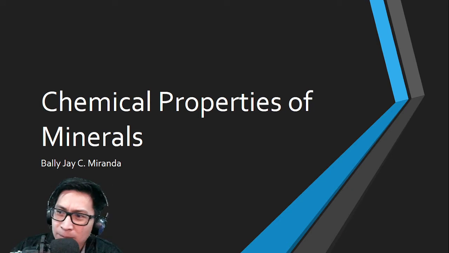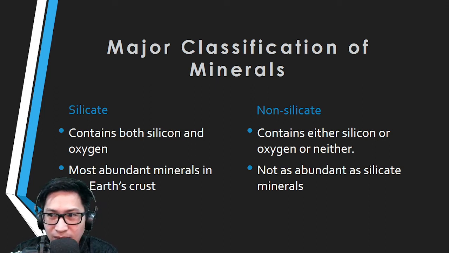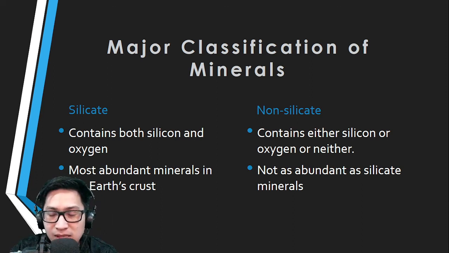Now guys, we only have two major classifications of minerals. Okay, the first one, we have the silicate. Silicate, as we have discussed, na i-present na natin ito during our discussion in solar system, that a protoplanet was formed by a collision of metallic materials and silicate materials. Ano po ba ang ibig sabihin ng silicate materials?